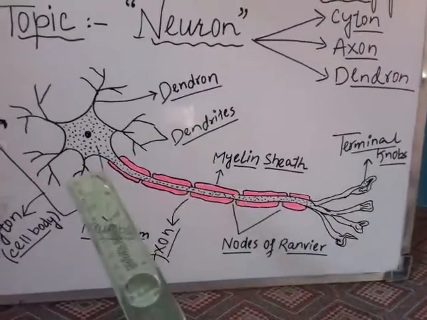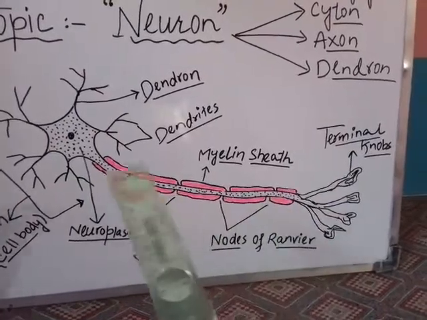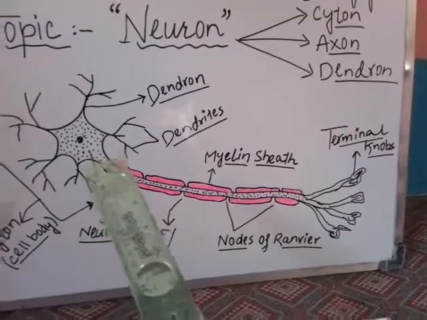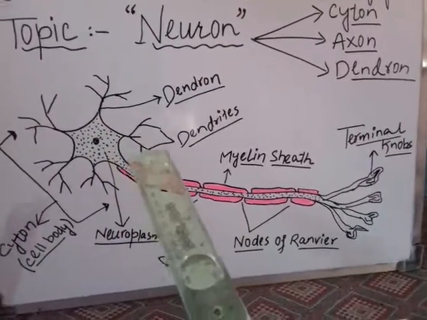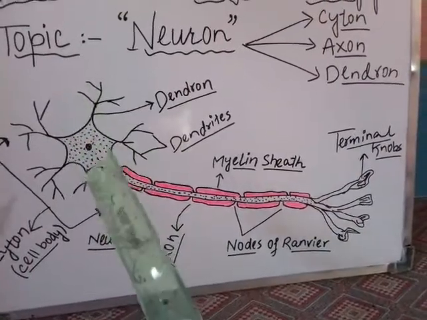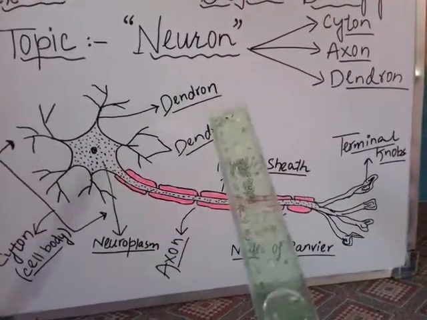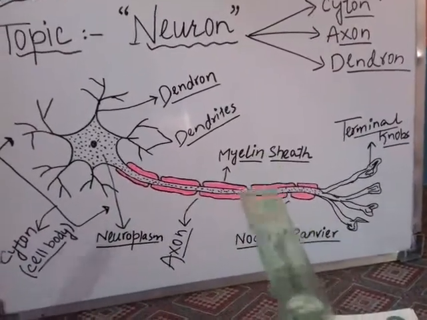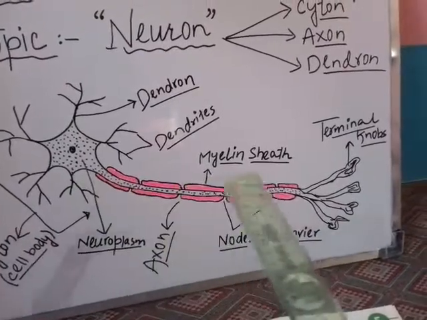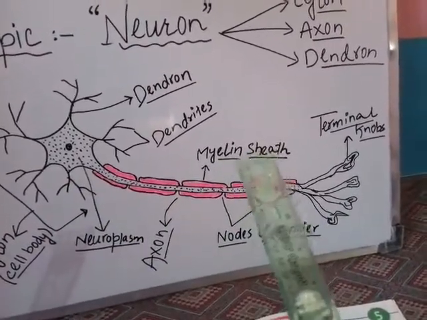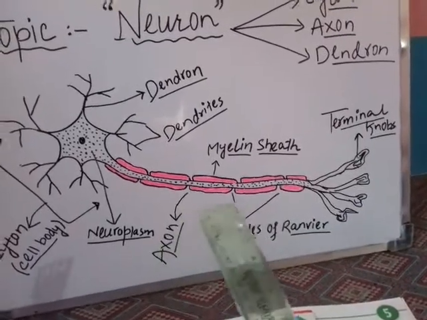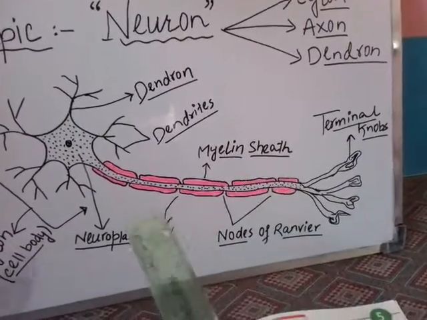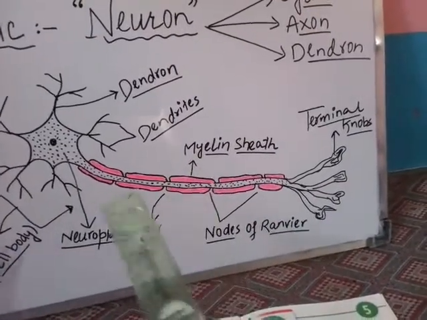Now there is a long fiber, as you can see here, with a pinkish structure, and in the center there is a long fiber that arises from the other end of the cyton. From this side arise these dendrons and dendrites, and from this side arises a long fiber which is called the axon. This pinkish structure is a sort of case called the myelin sheath which covers the axon. So what's the myelin sheath? It is just a case which is present around the axon. I showed it here in the pinkish color structure.